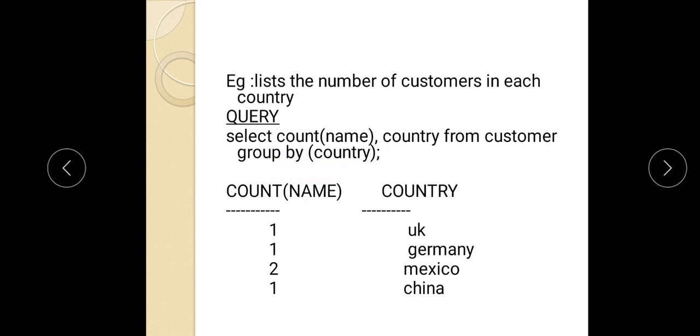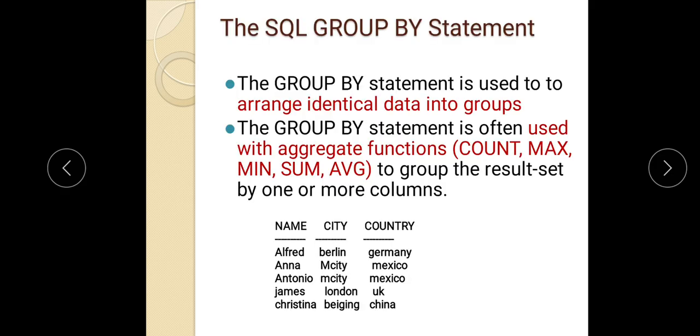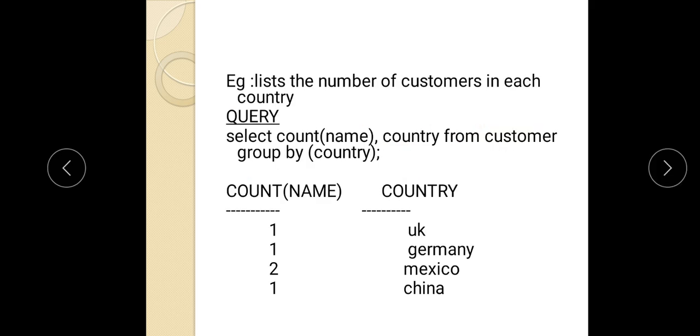See, group by country. If we give it like this, in each country how many customers are there will be displayed. In UK only a single customer, Germany one, Mexico we had two customers, and in China also one customer. Clear? So this is the advantage of GROUP BY. It is basically used to arrange identical data into a single group.